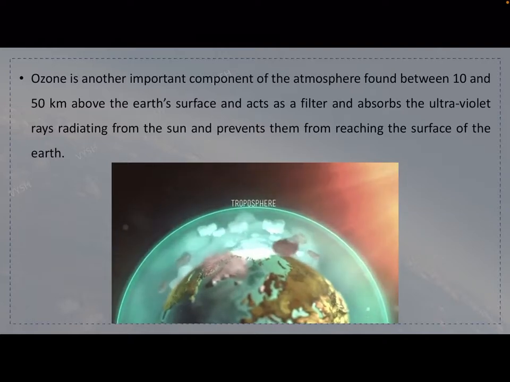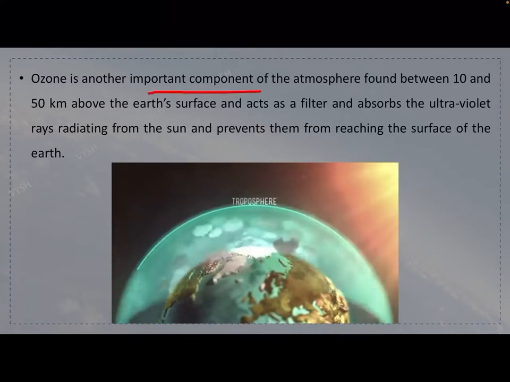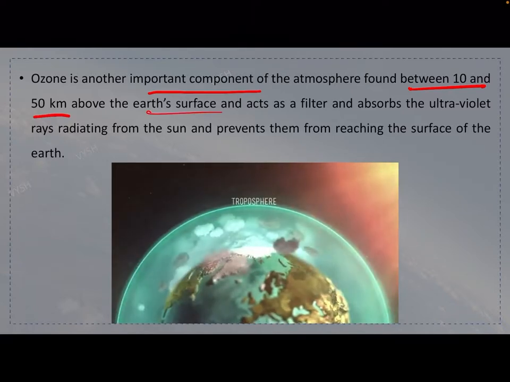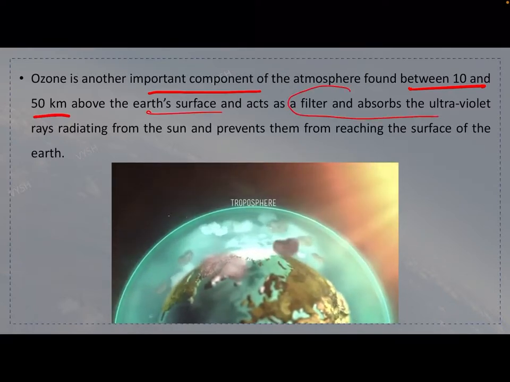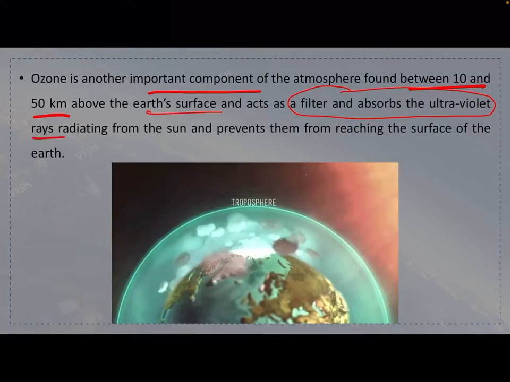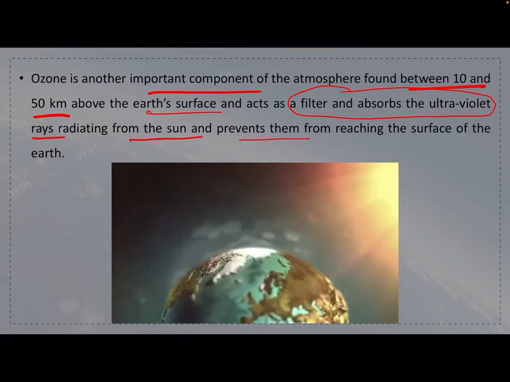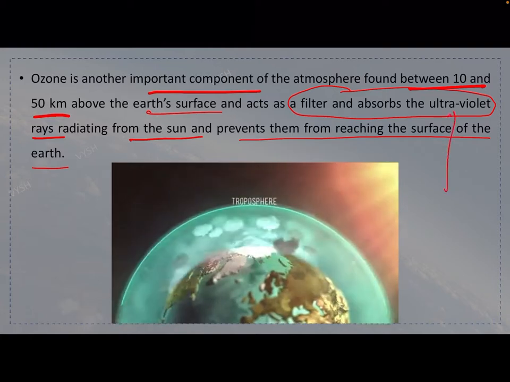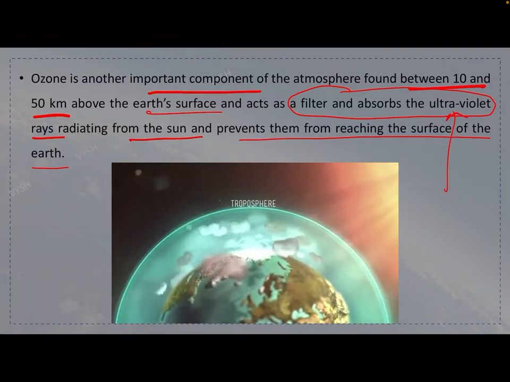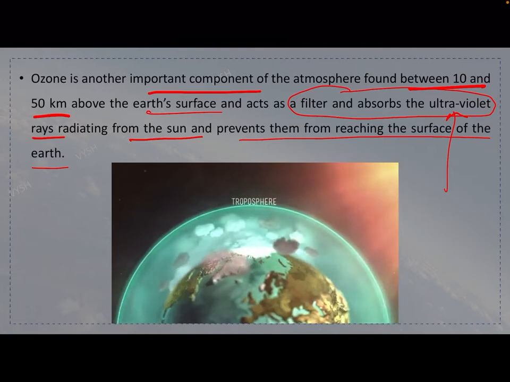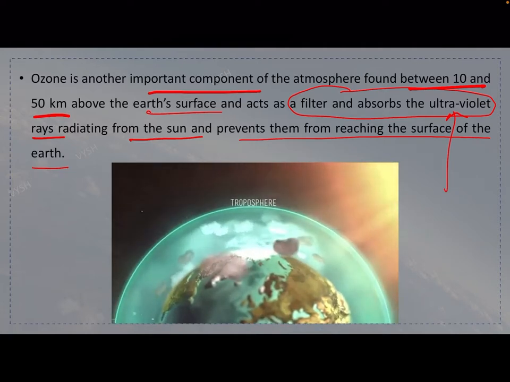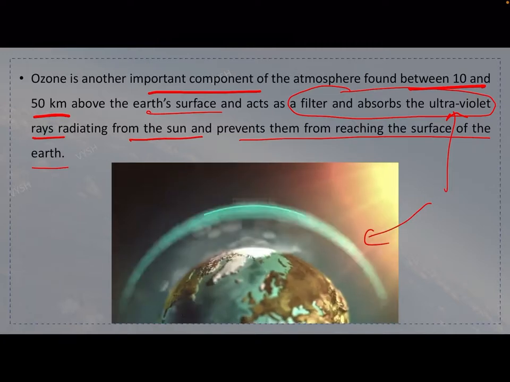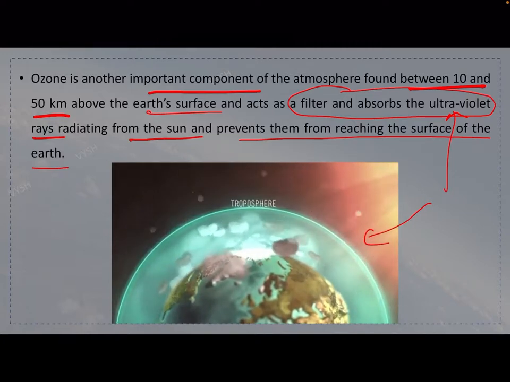Ozone is another important component of the atmosphere, found between 10 to 50 kilometers above the Earth's surface. It acts as a filter and absorbs the ultraviolet rays radiating from the sun, preventing them from reaching the surface of the Earth. These ultraviolet rays are very harmful for us, for the eyes as well as the skin. So this ozone layer is protecting us from the harmful ultraviolet radiation.